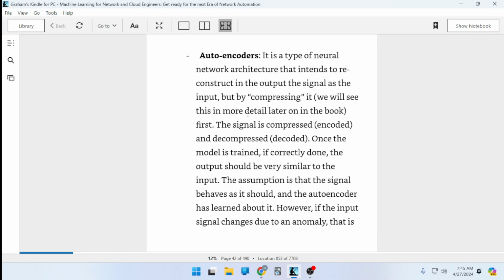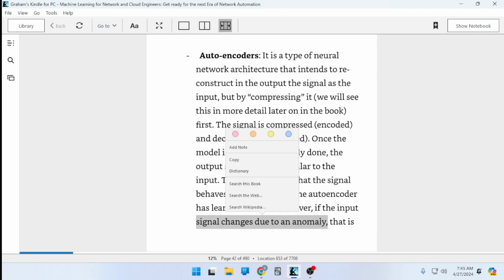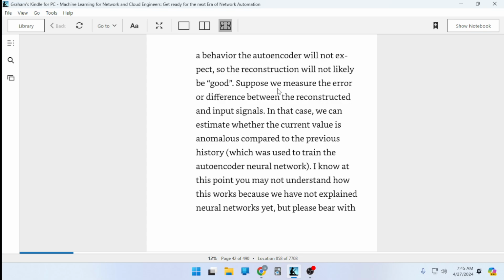Once the model is trained, if done correctly, the output should be very similar to the input. Why not just use the input? I hope he answers that. The assumption is that the signal behaves as it should, and the autoencoder has learned about it. However, if the input signal changes due to an anomaly, that is a behavior the autoencoder will not expect. So the reconstruction will likely not be good.